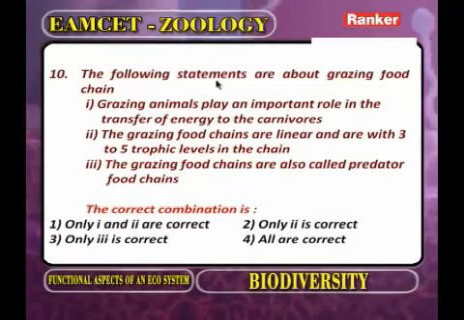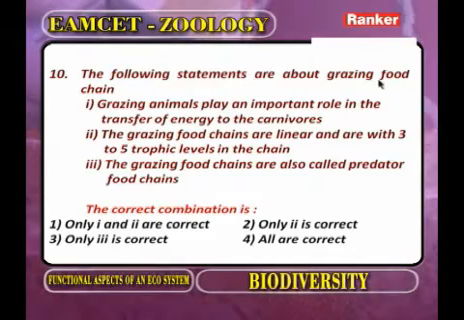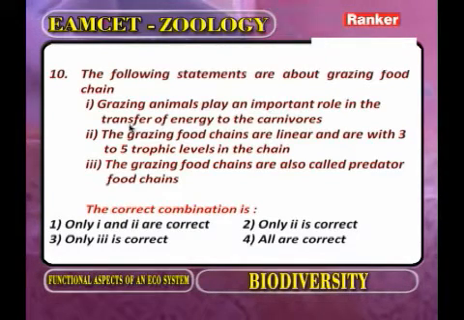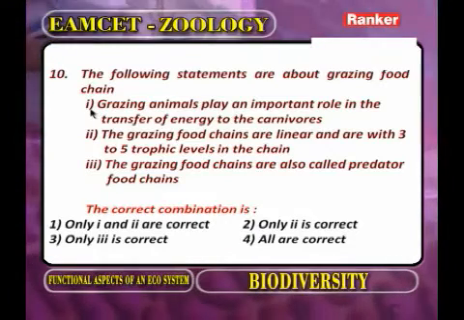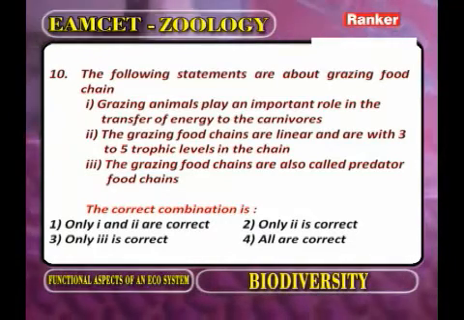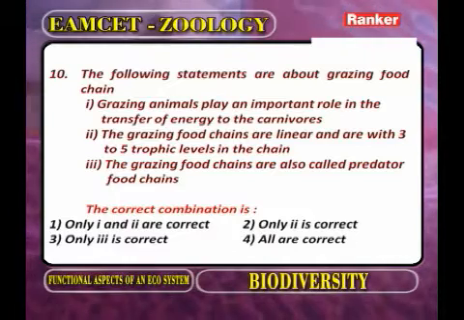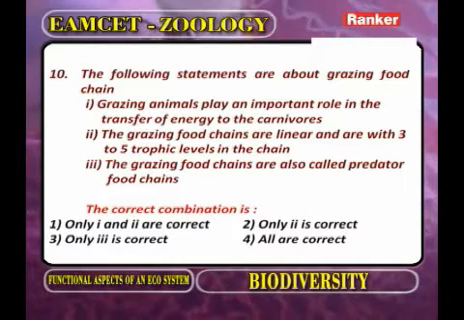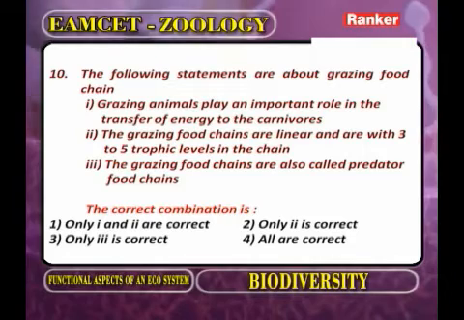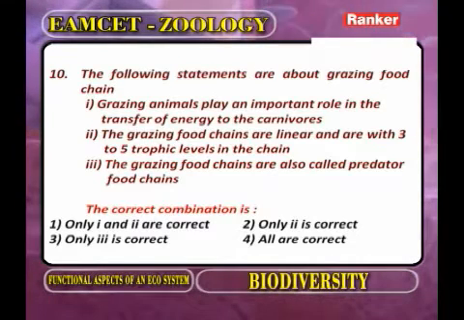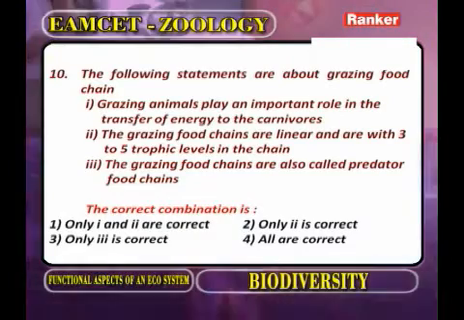The following statements are about the grazing food chain. Now we have to discuss the food chains. We know very well the food chains are of two types. One we call the grazing food chain, and the second the detritus food chain. What is meant by grazing food chain? All grazing animals are herbivores. In the grazing food chain, the animals are arranged one above the other. That is a linear arrangement.